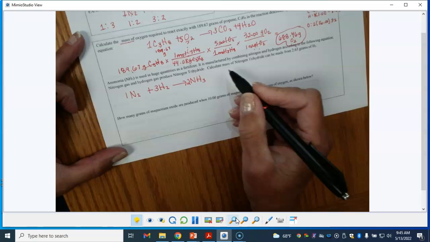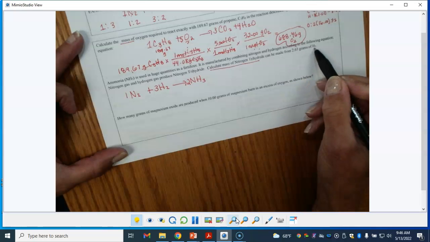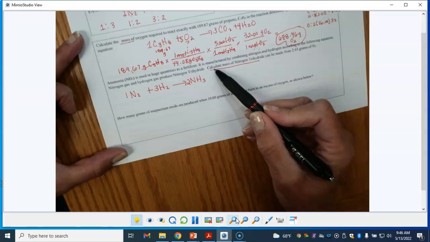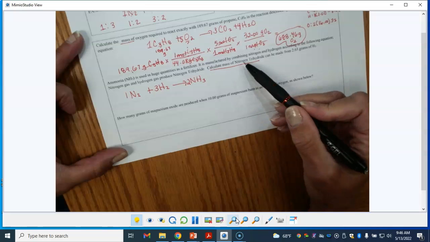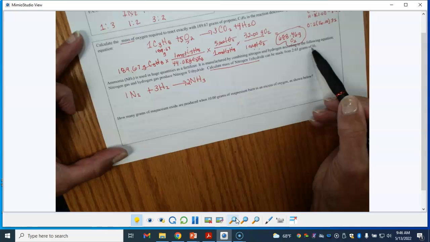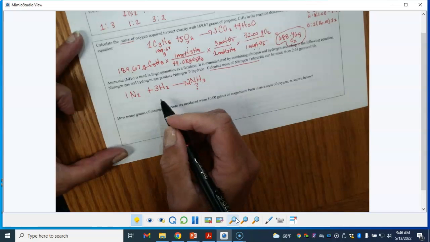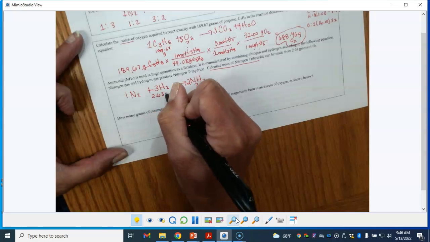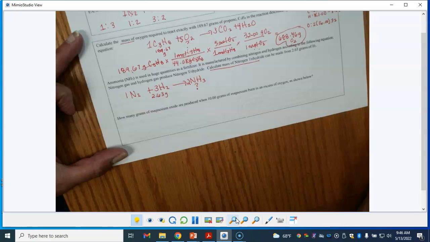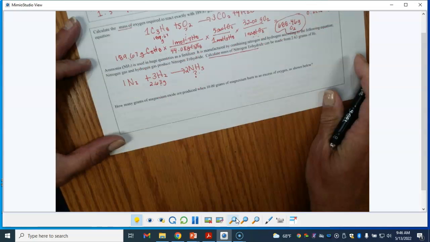Okay, so now it says calculate the mass of nitrogen trihydride that can be made from 2.63 grams of hydrogen. Ooh, that's terrible grammar. It should read, calculate the mass of nitrogen trihydride that can be made from 2.63 grams of hydrogen. So I'm going to put a question mark right here because I'm trying to figure out what mass of ammonia is made. And I am given 2.63 grams of hydrogen. So I'm given hydrogen, and I have to figure out what mass is produced. So I'm going to set up my stoichiometry problem.